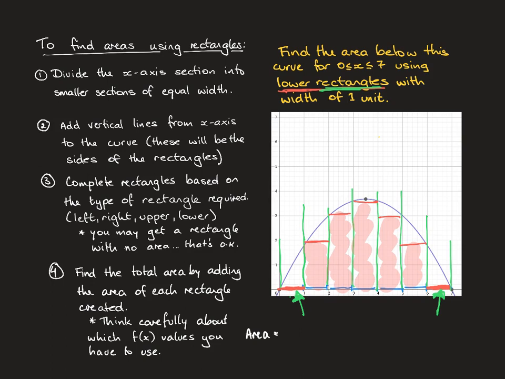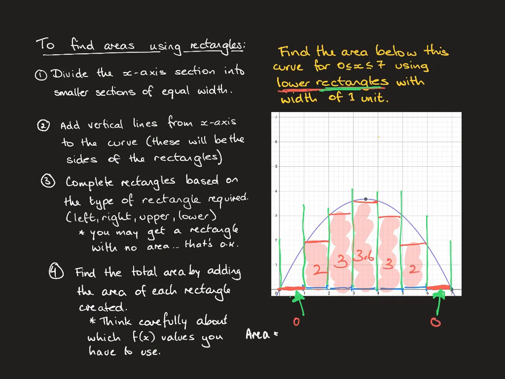So finally, I need to find the area of each of these rectangles. For the area of the first rectangle, we have 0. For the area of the second rectangle, it is 1 unit wide by 2 units high, so that's a 2. Our next rectangle, 1 unit wide by 3 units high, so that's a 3. Our next one is 1 unit wide by 3.5, 3.6, and so on and so on, and a 0.